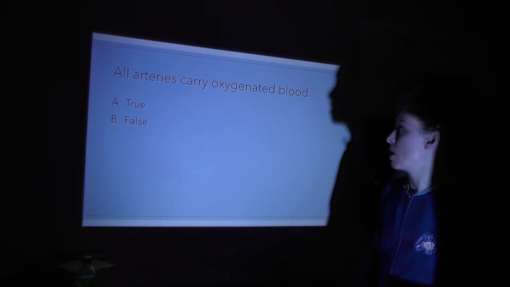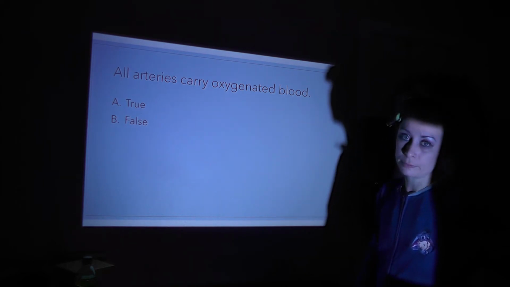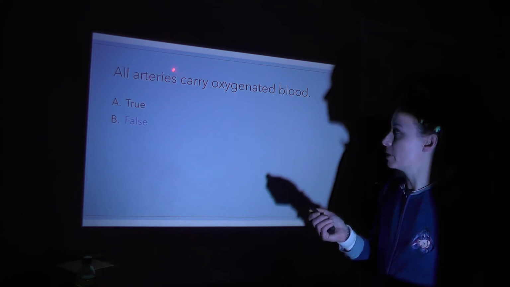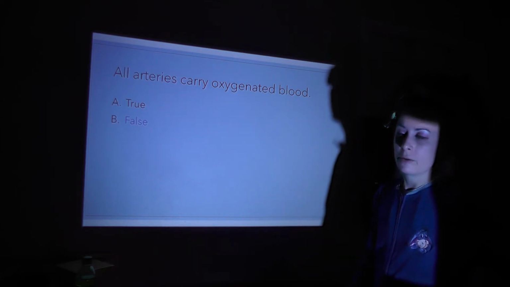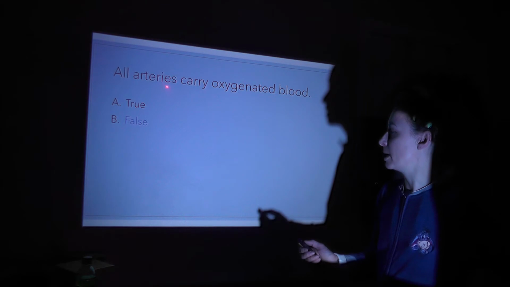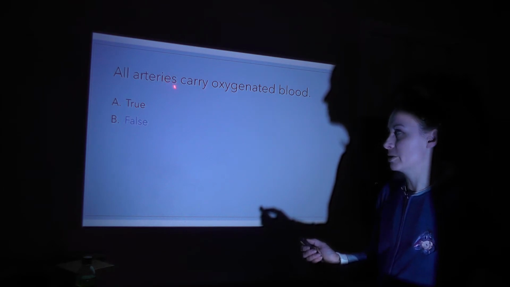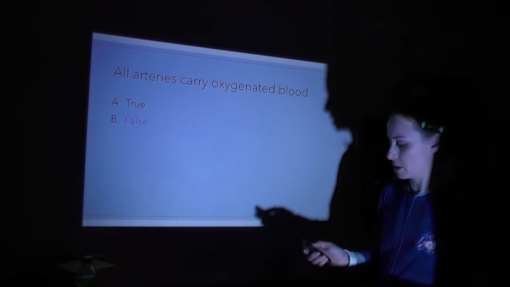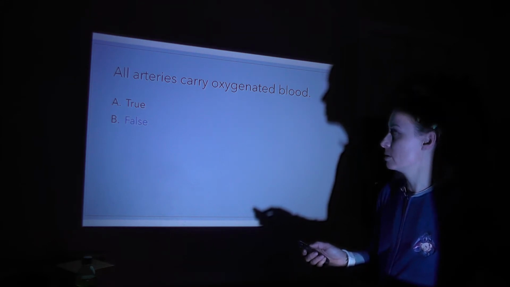Okay, true or false? All arteries carry oxygenated blood. The answer is false. Why is that? Because all arteries carry blood away from the heart, right? And oxygenated blood has to be carried away from the heart to the circuit, and deoxygenated blood has to be carried away from the heart to the lungs. So that's false.